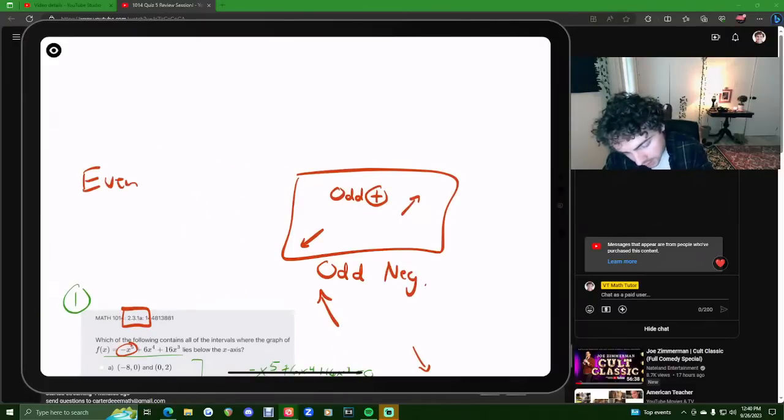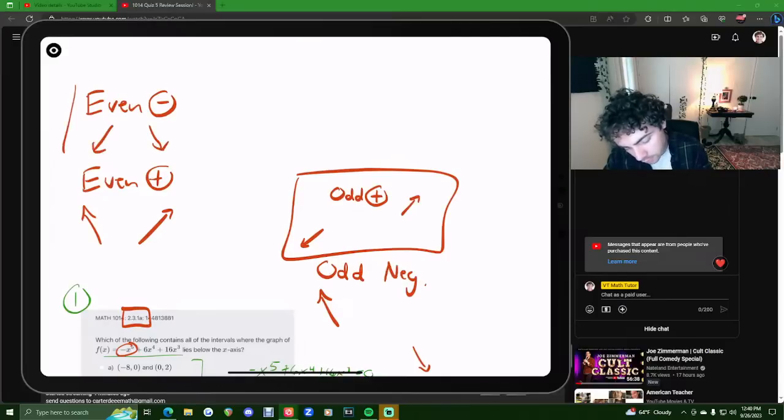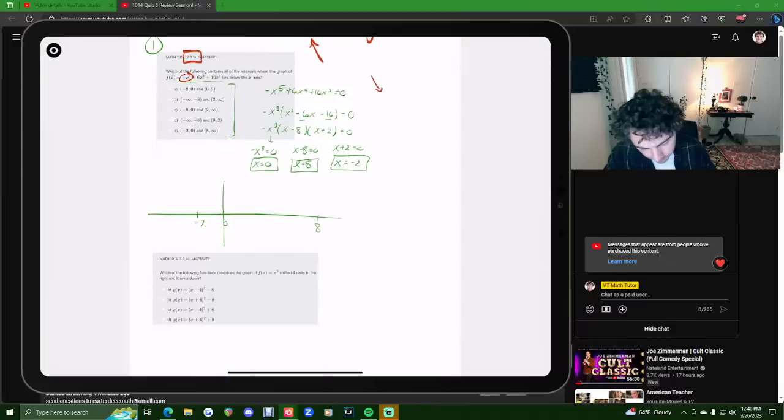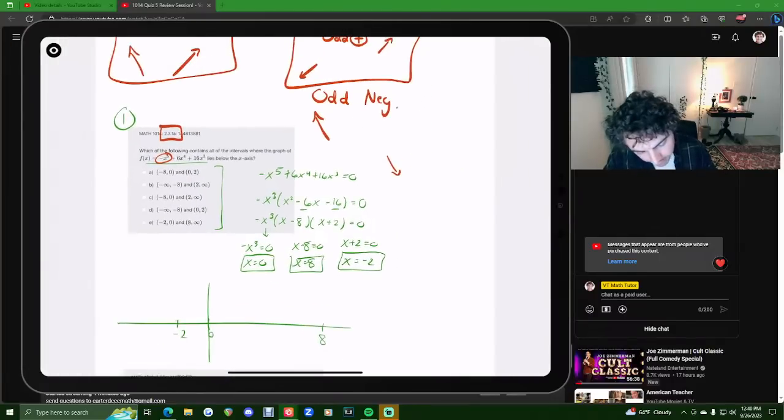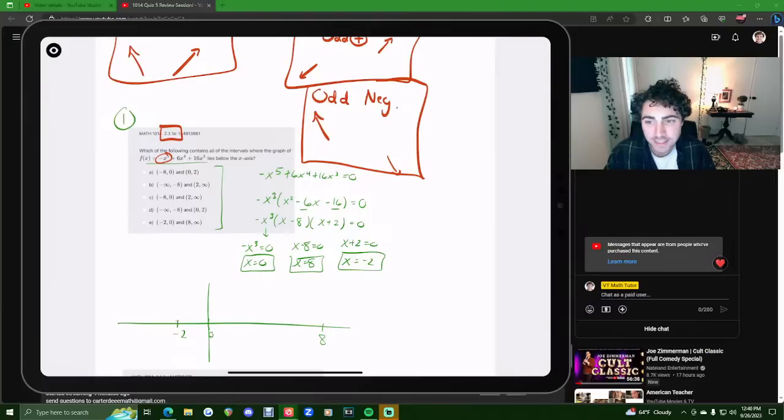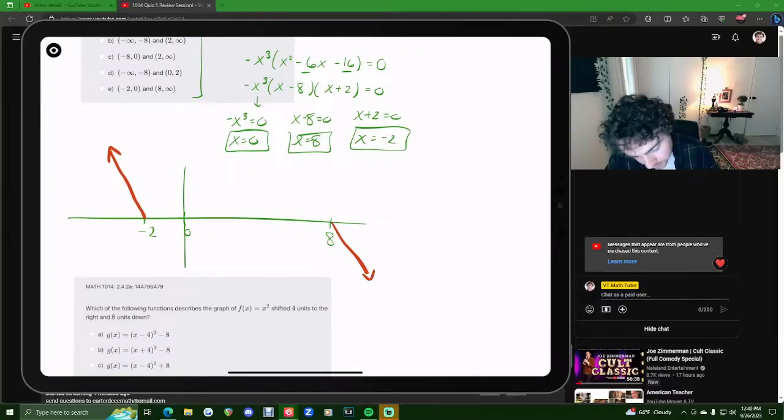Why not? Even positive, think about the graph like positive x squared. It would be opening up like that on each end, and even negative would just be opening down in both directions. So anyway, we have an odd negative function here because we have an x to the fifth graph and it's negative, and so it's going to be opening up to the left and then going down to the right from our furthest left and furthest right x-intercepts respectively. So we're passing through -2, we're passing through 0.